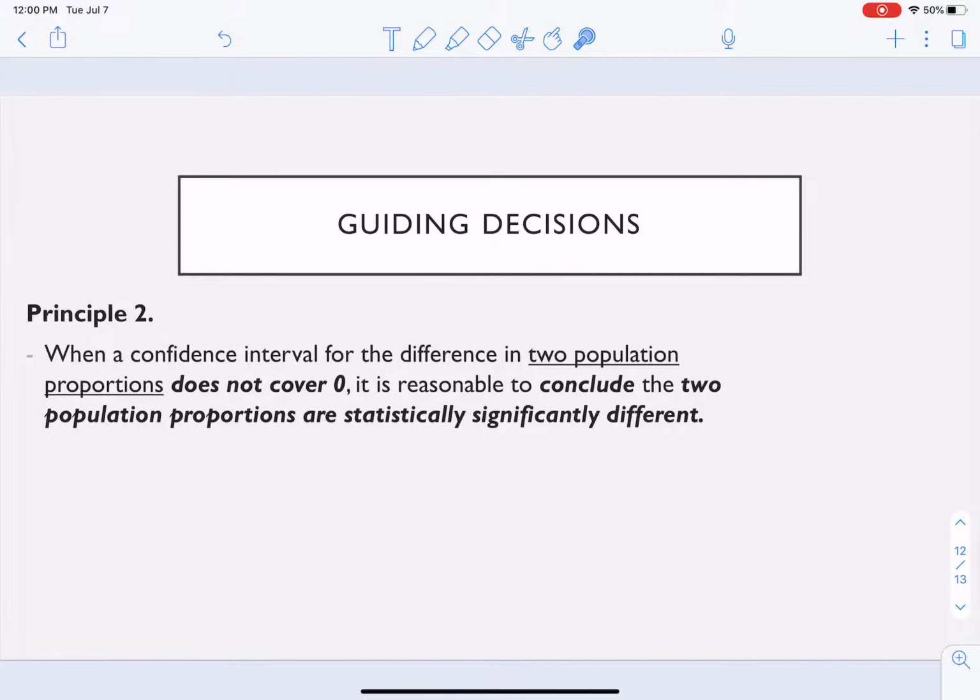Principle 2 here, sorry, I have to click some buttons on my computer. Give me 1 second. Sorry.